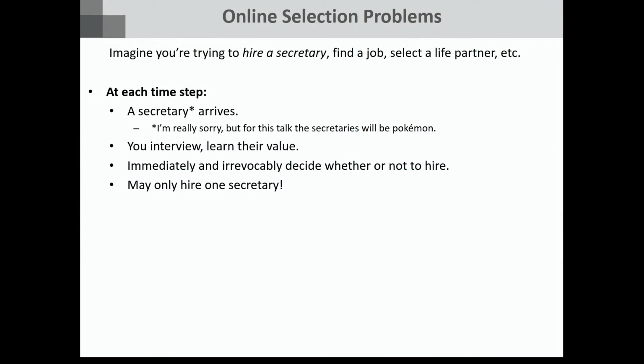Okay, so the kinds of problems we're going to study are online selection problems. Imagine you're trying to hire a secretary or find a job or select a life partner or something that presumably you only want one of. How you might model this is that at every time step, a secretary arrives. You interview the secretary and learn their value. And then you have to immediately and irrevocably decide whether or not you want to hire them. The reason this is hard is because you can only hire one secretary.